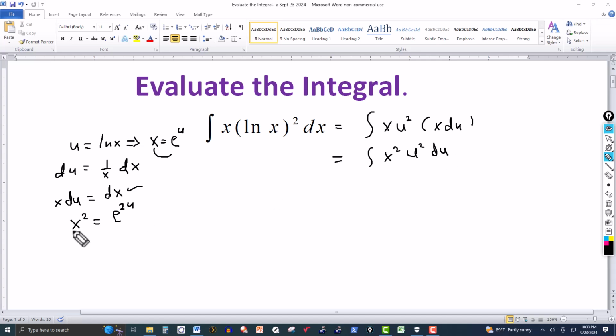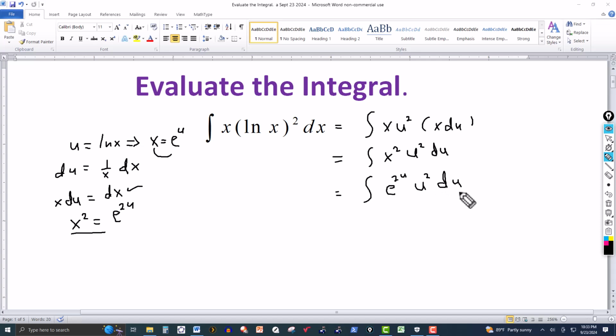And that's why I had the x squared over here. I was looking ahead to what this was going to look like. So I don't want x's. Remember, I'm going from the variable x to u, so everything has to be in terms of u. So the x squared can be replaced by e to the u, or e to the 2u, I should say. And you've got the u squared.